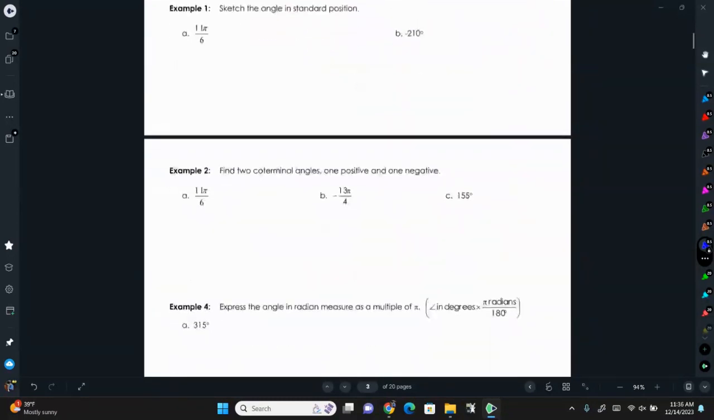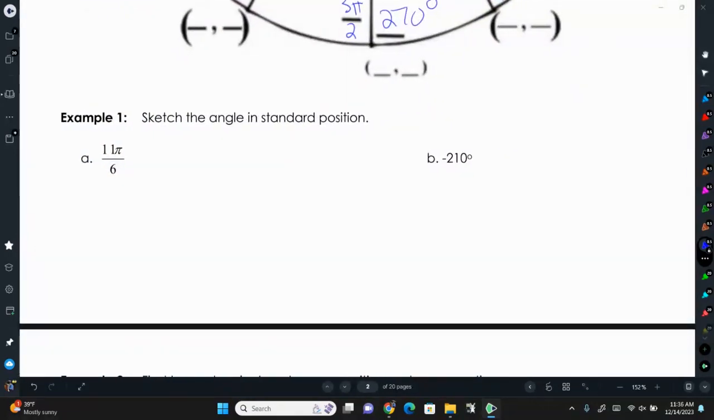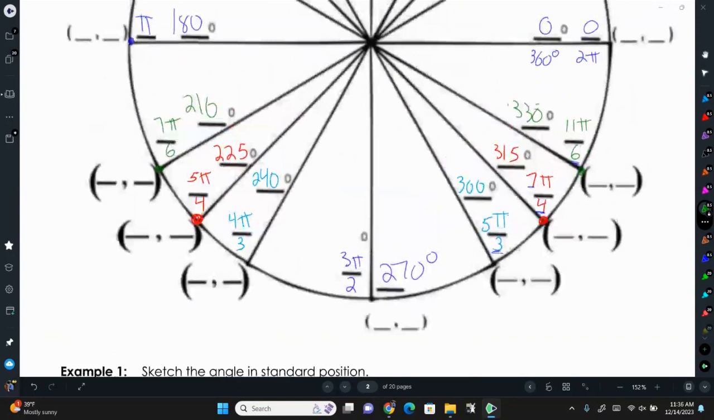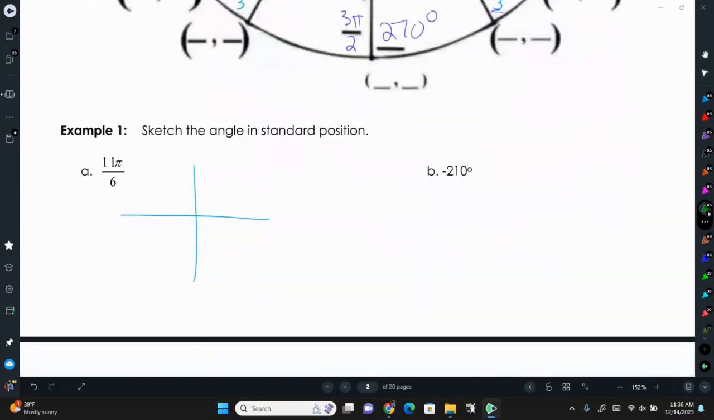So now we're going to sketch an angle in standard position. When we sketch an angle in standard position, what we're going to do is have our axes. 11 pi over 6, it's almost 2 pi, right? 11 pi over 6 is right here. So we have our initial side, which is going to go almost a full circle in this direction. And you want to draw the arrow so we know what direction we are rotating. So that would be 11 pi over 6.